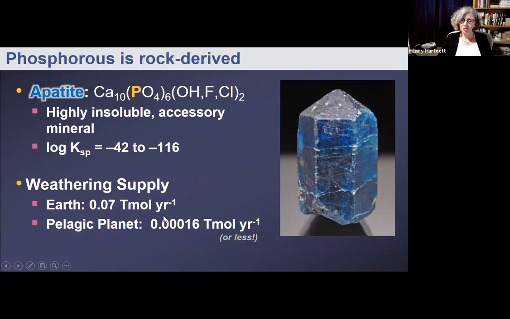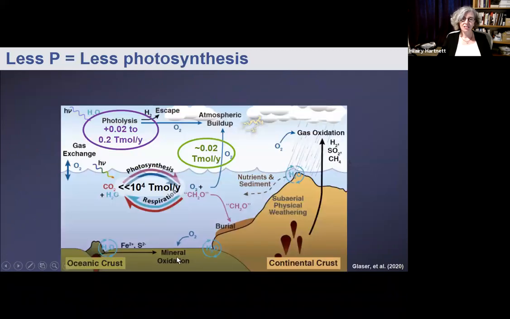And on today's Earth, the phosphorus supply is about 0.07 teramoles per year. We calculate for our pelagic planet with 5 oceans of water that the phosphorus supply is going to be 2 to 3 orders of magnitude lower. Well, less phosphorus means less photosynthesis. So now on this pelagic planet with submerged continents, there's much less photosynthesis and respiration, and we estimate about 0.02 teramoles of oxygen delivered to the atmosphere each year by biology.